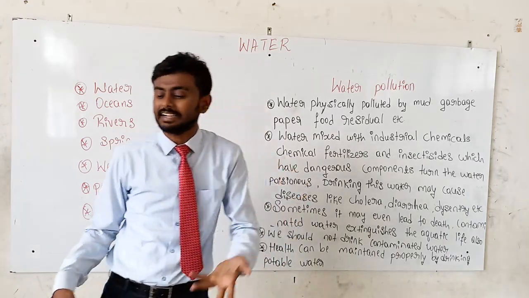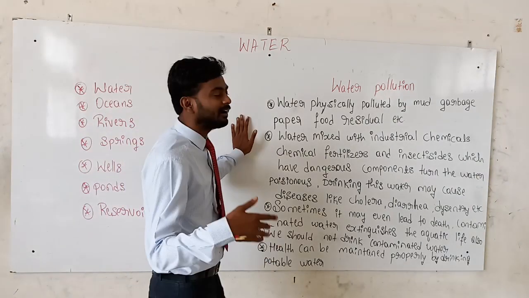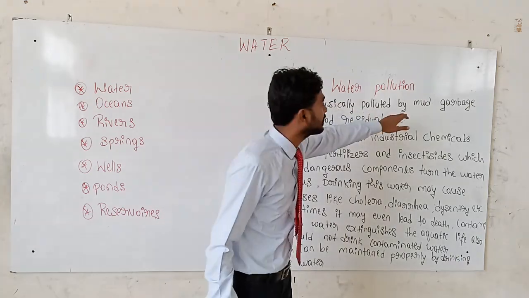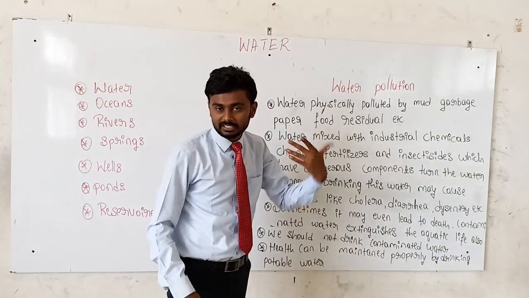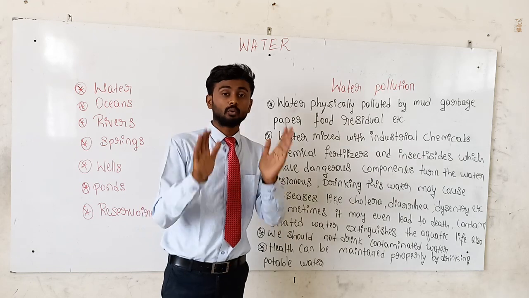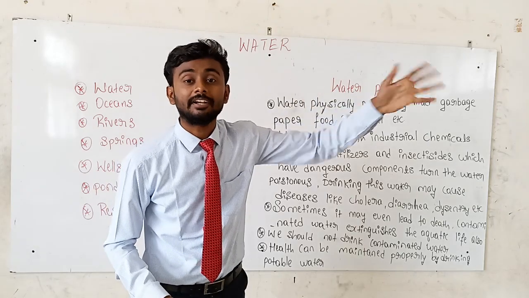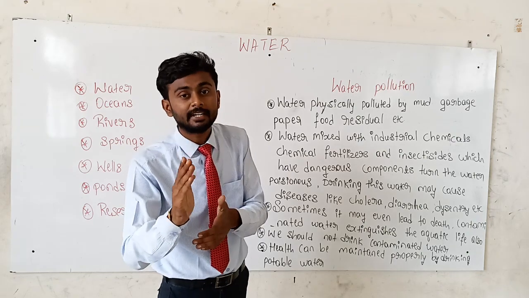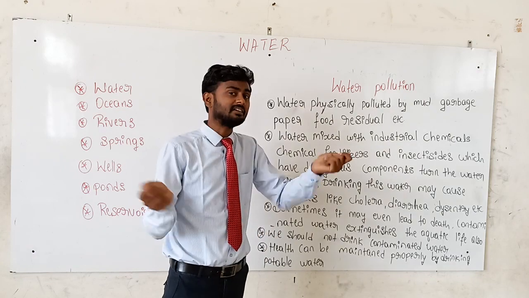But if water is contaminated or mixed with unwanted things, it means waste materials, the water is physically polluted by mud, garbage, paper, and food residuals, etc. At that time the good water, the potable water, will become contaminated water. It means it is polluted water. Clear, all of you? So these types of water pollution we see in our surroundings.